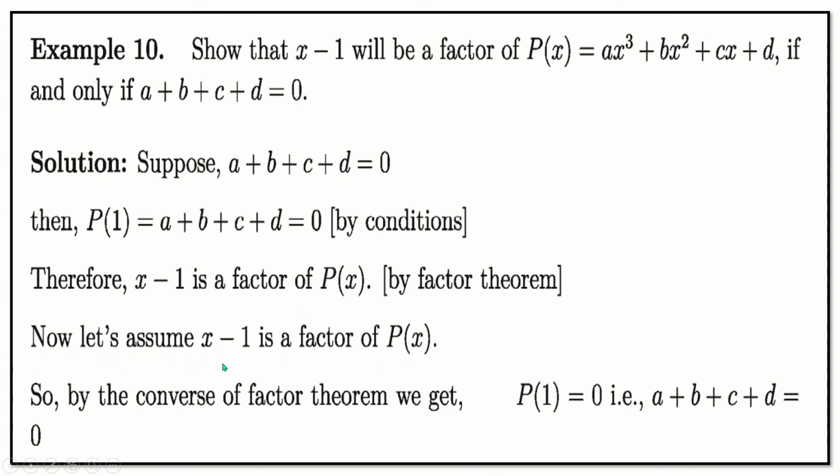Now let's assume x minus 1 is a factor of p of x. As it is given if and only if, it means that when this is equal to 0, we can say x minus 1 is a factor of this polynomial, and when x minus 1 is a factor of this polynomial, we can prove a plus b plus c plus d is equal to 0. Clear? That is the if and only if.